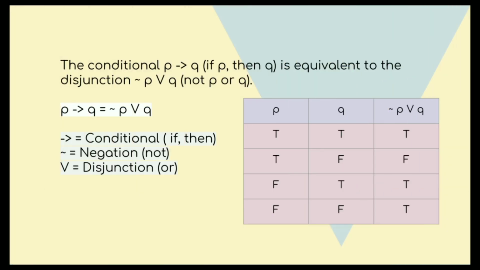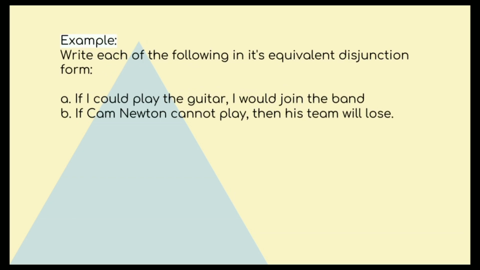So at this point, as you can see, it is recognized that the conditional, if P then Q, is equivalent to the disjunction not P or Q. For you to understand more, here are the examples.